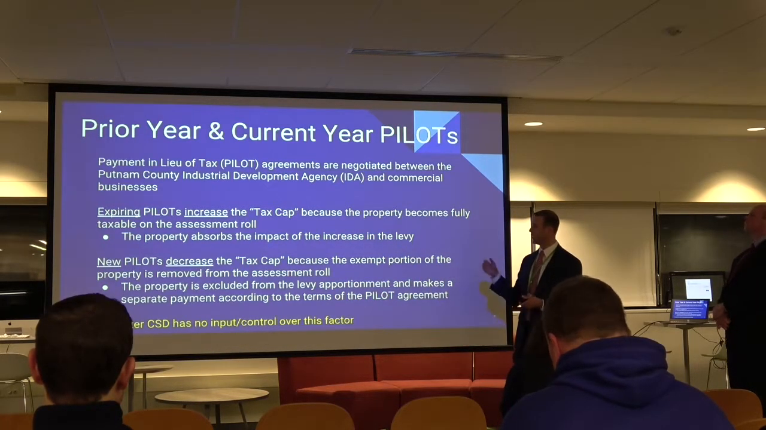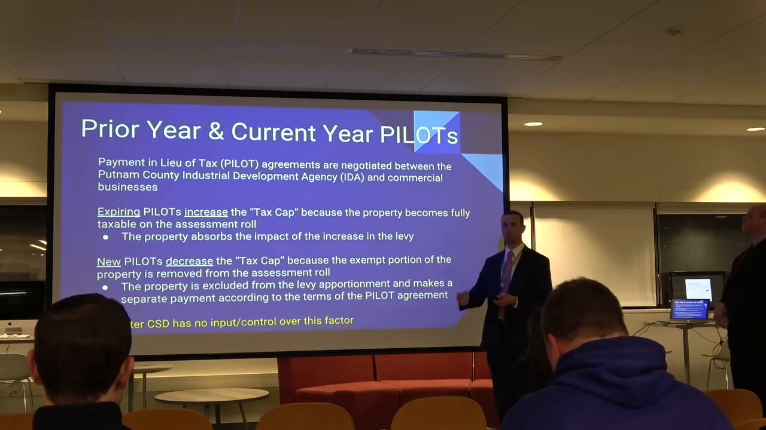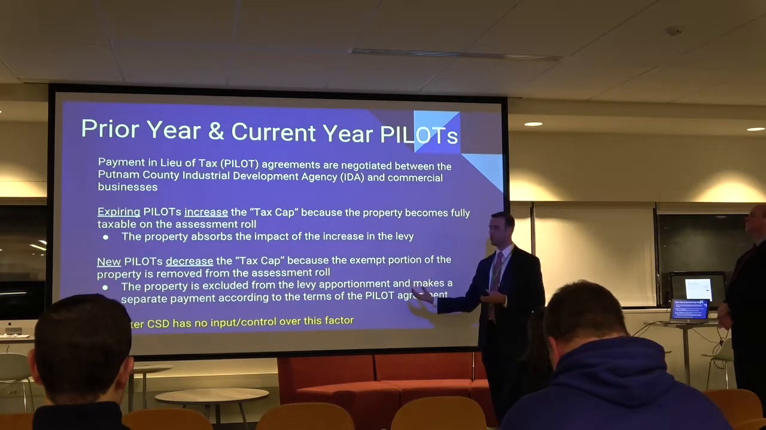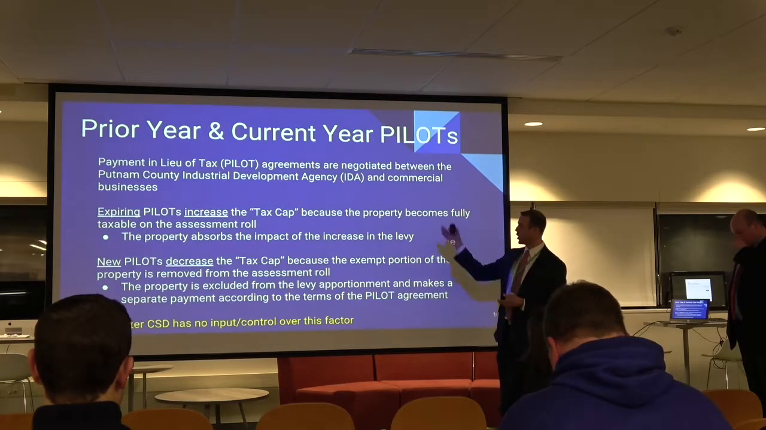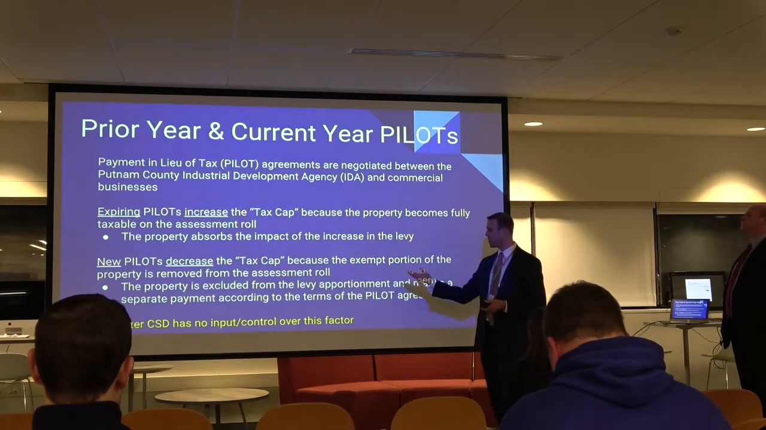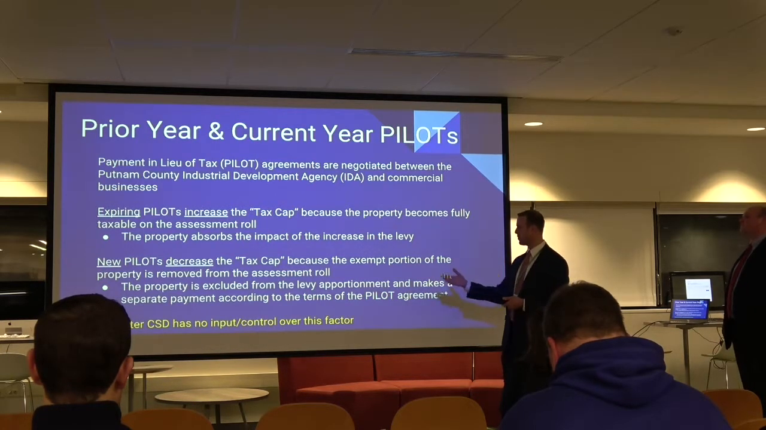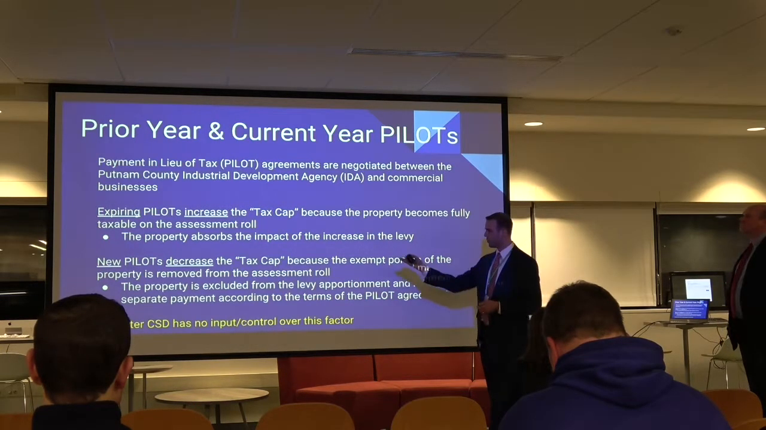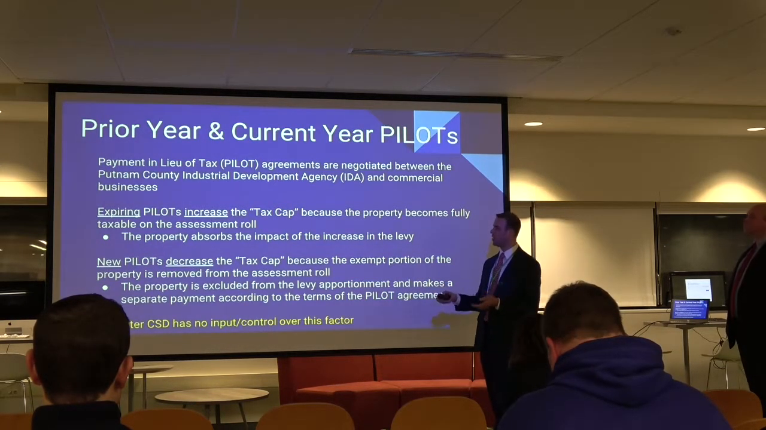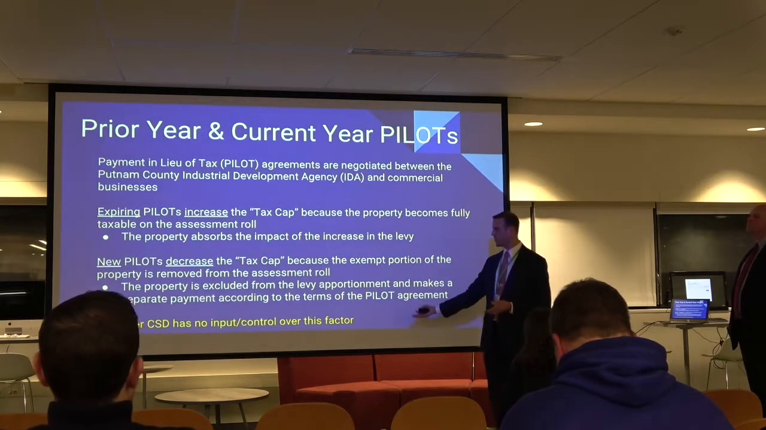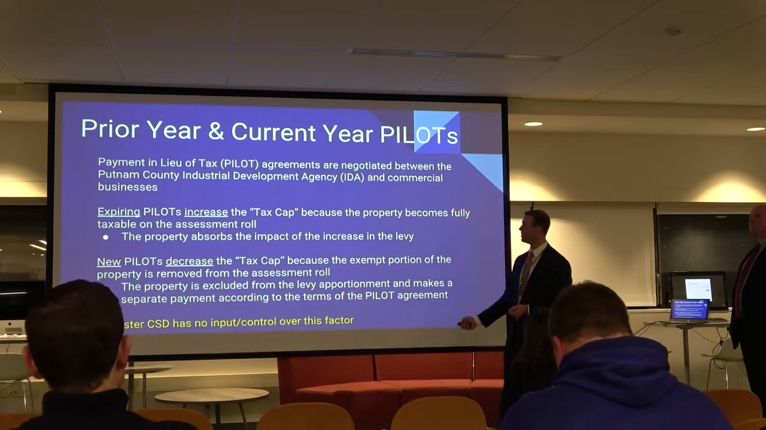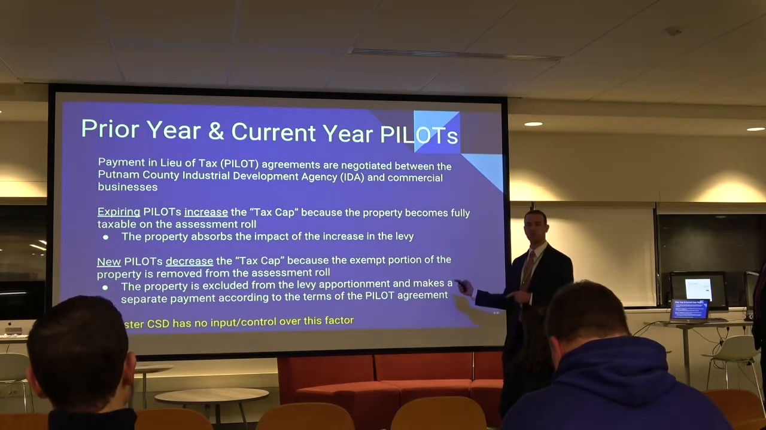A new PILOT actually decreases the tax cap because the exempt portion is removed from the assessment, and instead the commercial business will pay directly to the town, the village, the school district, and the county an amount negotiated by the IDA. Because the property is excluded from the levy, it makes a separate payment according to the terms of the PILOT, and therefore it decreases the tax cap. You'll see in a couple of slides the impact of PILOTs that are both coming on and also expiring. Like the other two factors, the school district again has no input or control over this factor. Any questions with regard to PILOTs?